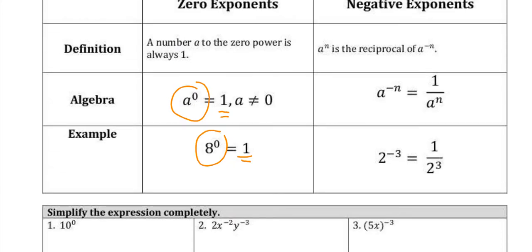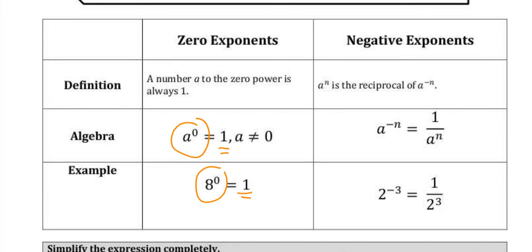Okay, so now talking about negative exponents. Any base that has a negative exponent, I always say is negative about where he lives. So in this algebraic example, we have a to the negative n. This negative n here, he's negative, he's unhappy, he doesn't want to be here. So we're going to move him out of his home and into the basement. And now he becomes positive.